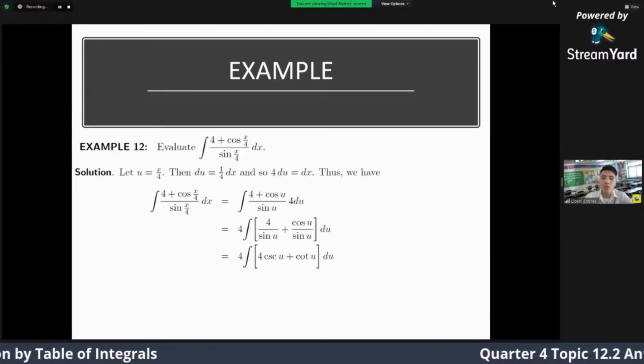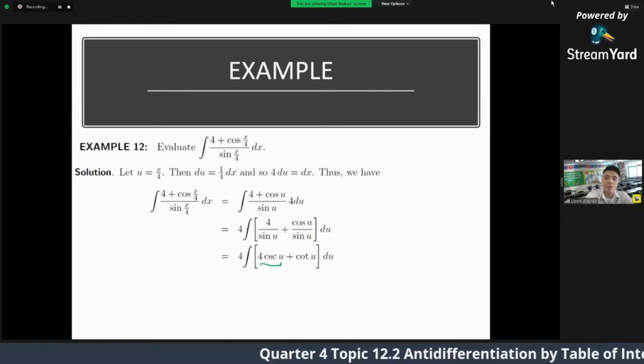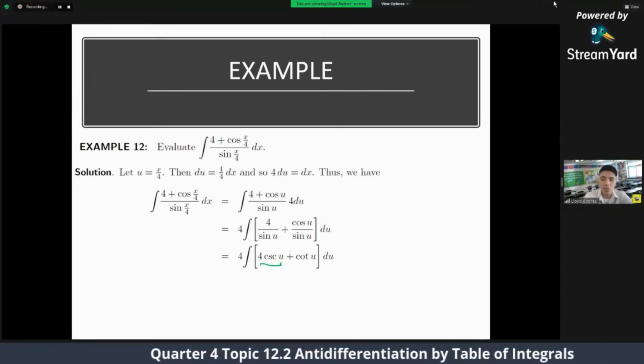So therefore we can now integrate term by term. The integral of cosecant u, using our table. What is our integral of cosecant u?